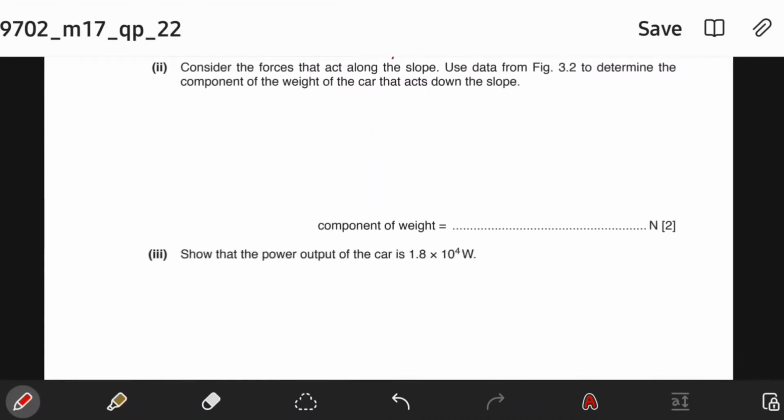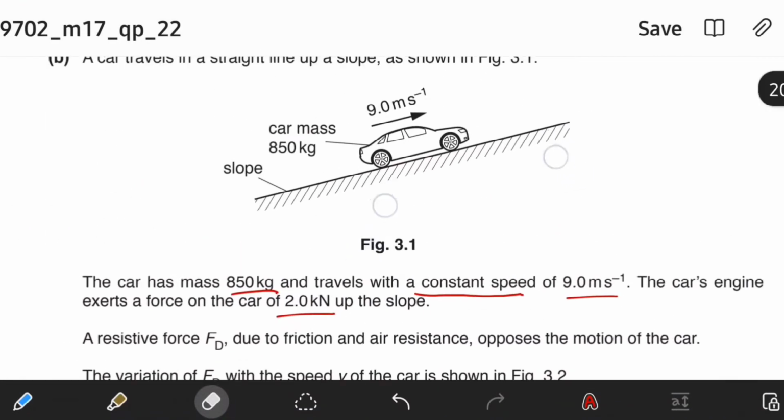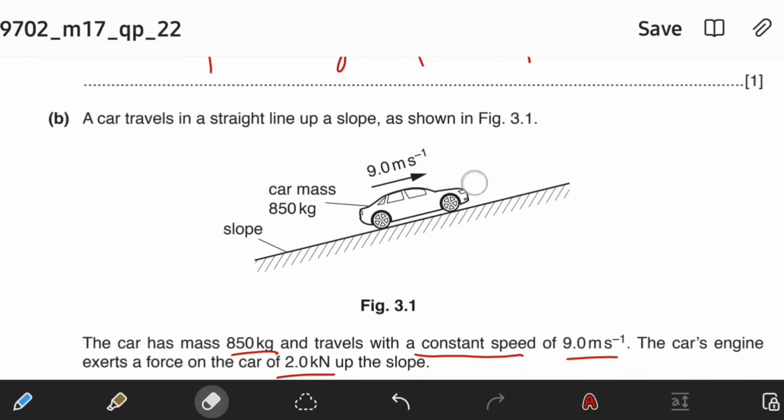Consider the forces that act along the slope. Use data from figure 3.2 to determine the component of the weight of the car that acts down the slope. Let's first try to draw what they're asking. Or maybe I can just show on the diagram. Make sure to use the diagram very carefully. So this right here is what? It is the driving force. And we know the driving force is given as 2.0 k Newton.